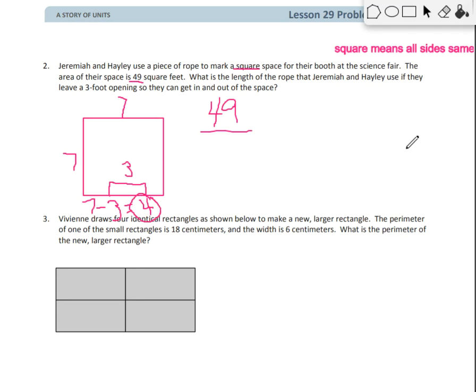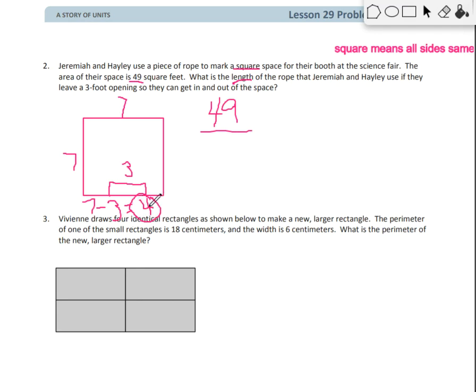Here's a wonderful cheaty little hint. Whenever you have a problem that asks for the total length of rope or ribbon or fence or wallpaper, I'm trying to think of things that go around things, they are asking you for the perimeter. They're just not using that word. So they want the perimeter of the rope, and they've just been mean and not told us.